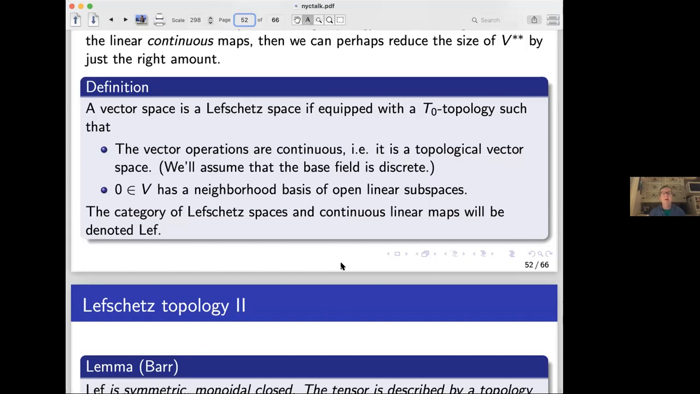So a vector space is a Lefschetz space if it's equipped with a T0 topology such that, obviously it has to be a topological vector space so all the operations are continuous, but here's the extra bit that you need to add. 0 has a neighborhood basis of open linear subspaces. And this you need to think about for a minute because it's kind of a strange property. So such spaces are locally convex, clearly, but they're kind of strange from the point of view of functional analysis. So in particular, every finite dimensional vector space has one Lefschetz topology on it, and that's the discrete topology. But there are lots of interesting infinite dimensional examples.